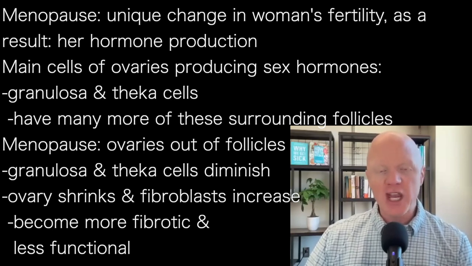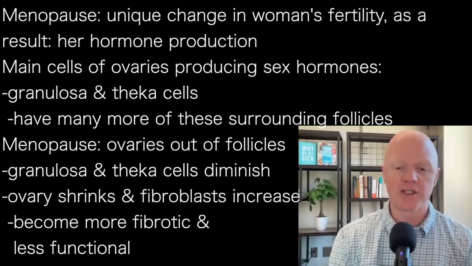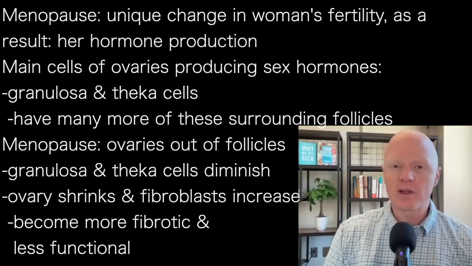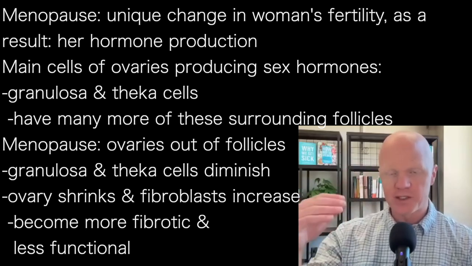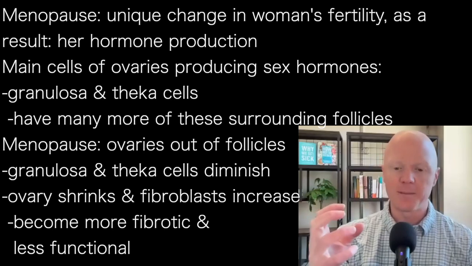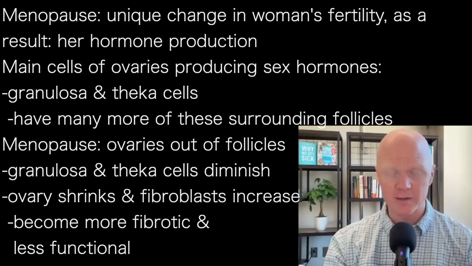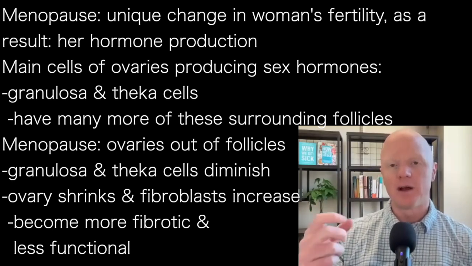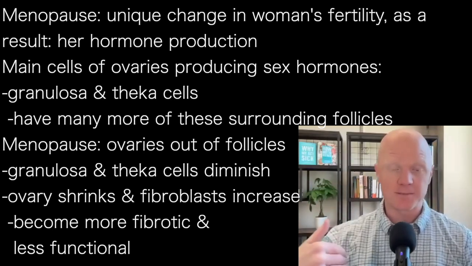Now, let's just talk a little bit more about menopause. Menopause is a unique change in the woman's, certainly her fertility, but as a result of that change, her hormone production. So the main cells of the ovaries that are producing sex hormones are the granulosa cells and the theca cells, and they normally will proliferate, or you'll have much more of those cells surrounding follicles, which is a little egg, kind of a wrapped up egg within the ovary. And during menopause, as she transitions into menopause, it's essentially her ovaries running out of follicles. As the ovary runs out of follicles, it's no surprise that the relative amount of granulosa cells and theca cells, which again are the two cells that are producing sex hormones, is diminished.